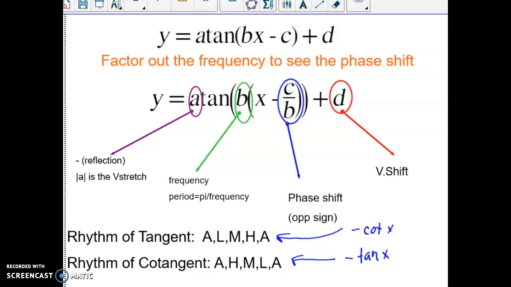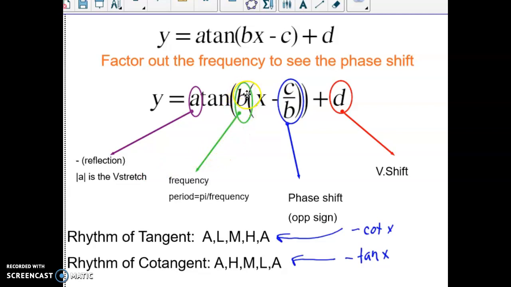Okay, today we're talking about transformations of tangent and cotangent functions. So here's a little graphic organizer to help you keep things in order. We've got this letter, which represents a number, in front of tangent or cotangent. If you see a negative sign, that tells you there is a reflection over the x-axis. The absolute value of this number is your vertical stretch.